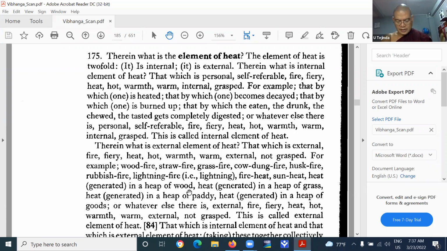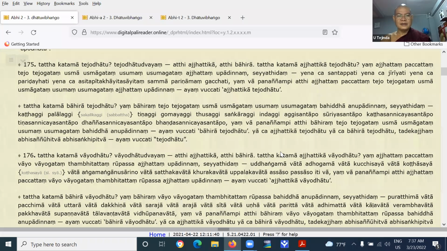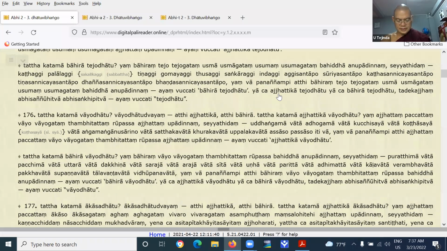Ayawujri Bahira de Jodadu, Yaja Ajadika de Jodadu, Yaja Bahira de Jodadu, Bo Ajadika Bahira de Jodadu, the Dekatan. Abisinyo Hidwa, Abisan Kipitwa, Aya Wujri de Jodadu. So make them together. Collectively and briefly, they are called the Jodadu.